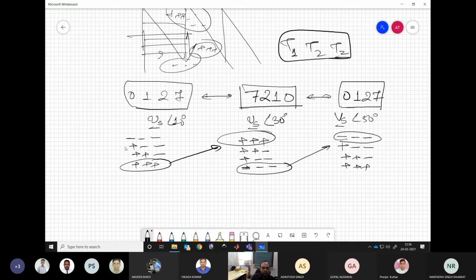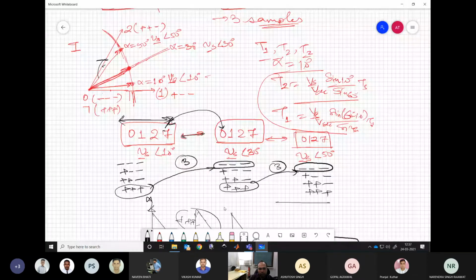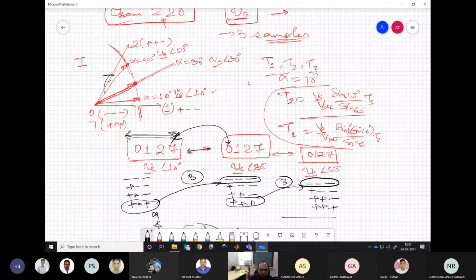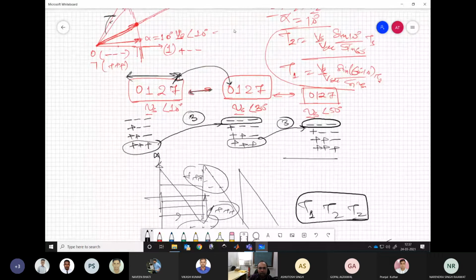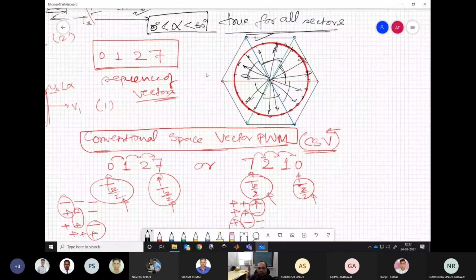Once sample is realized, you continue with the same switching state for the next sample and then for the next sample. So this is how we realize the voltage vector when we have multiple samples in a sector, or even if there is only one sample. Now what happens to the remaining sectors? Let's say this is for the first sector itself. So then let us see what is happening to other sectors.